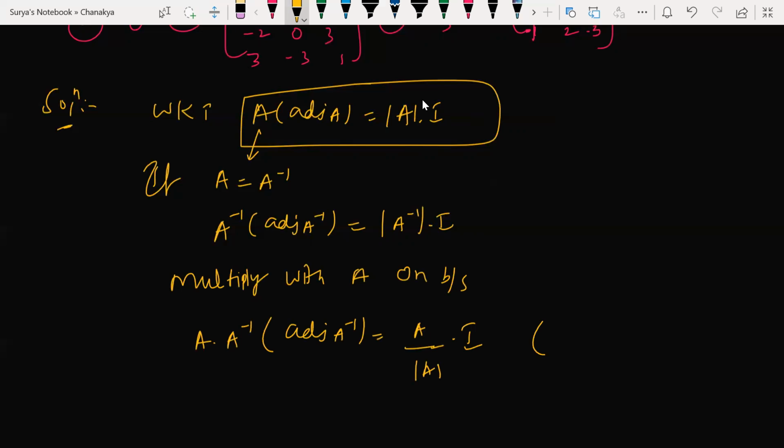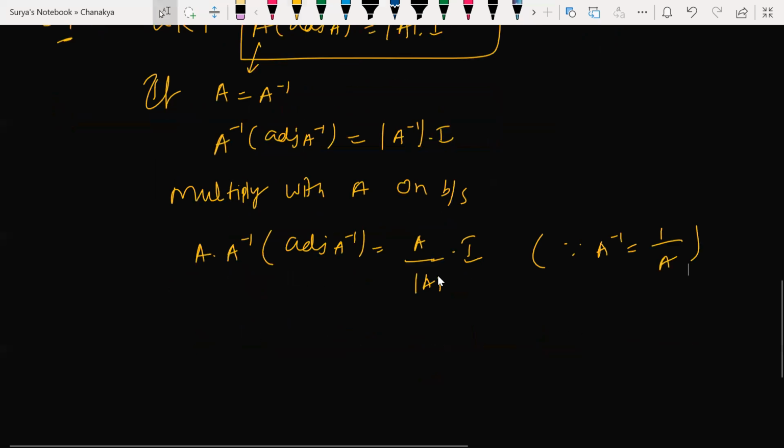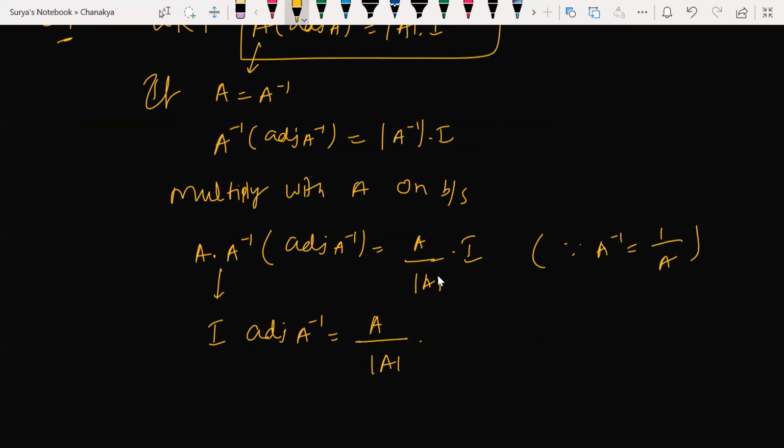Correct? So in bracket, let me write, since A inverse can be written as 1 by determinant of A. Now look at this here. A into A inverse is what? Definitely we know that is I. Into adjoint of A inverse is equal to A by determinant of A into I.